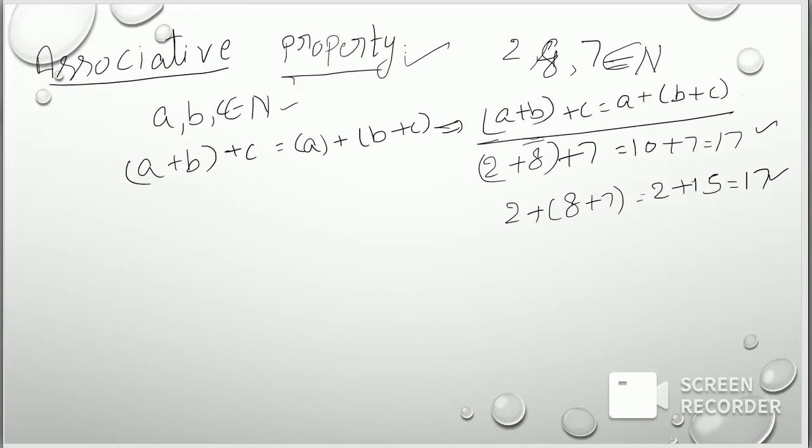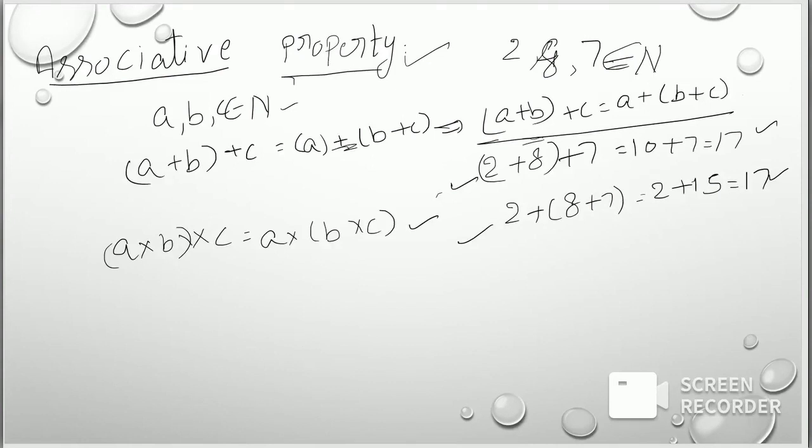Then these two expressions are equal, that means the LHS value is equal to the RHS. So all the natural numbers satisfy the associative property under addition. In the same way, under multiplication this property is also satisfied. That means (A × B) × C is equal to A × (B × C). So multiplication also satisfies the associative property.